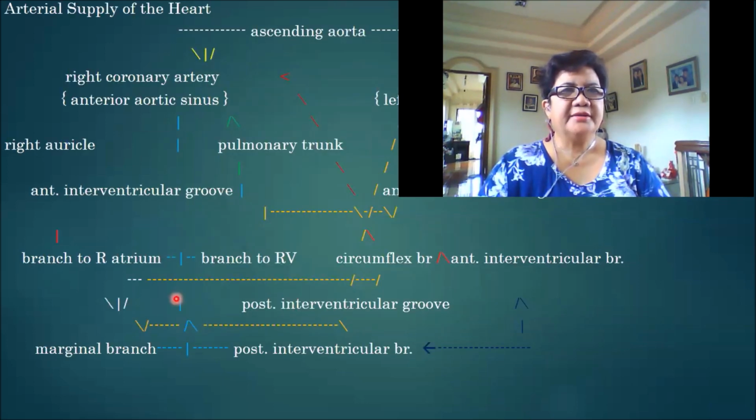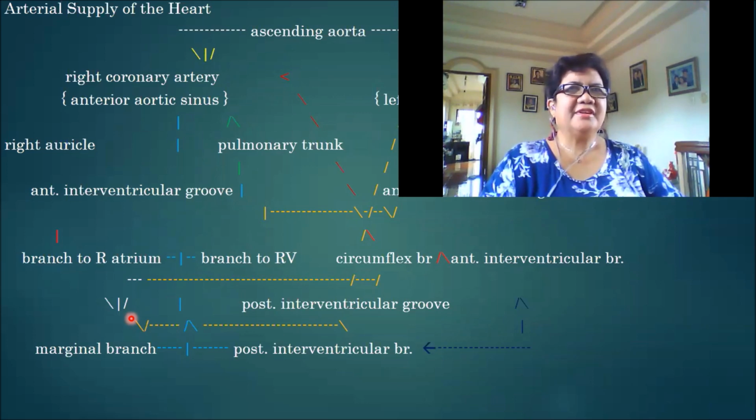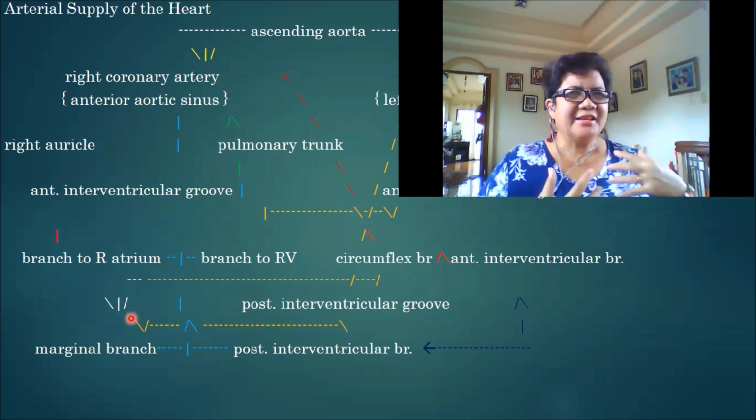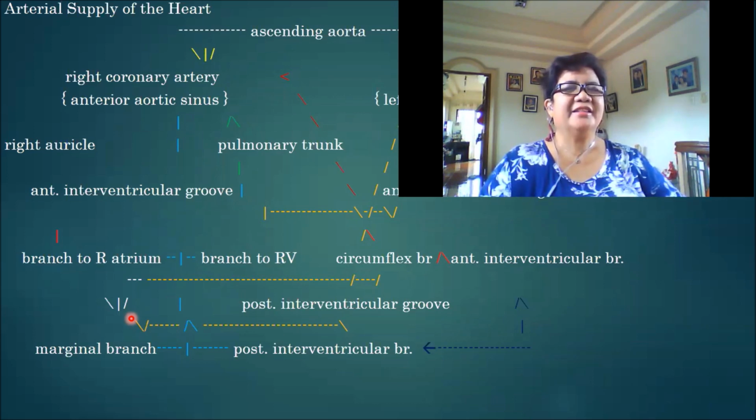So you have the arterial supply of the heart. Now the arterial supply of the heart, before, when I was still in high school or younger, I thought that the blood that is received by the heart will supply the heart itself.